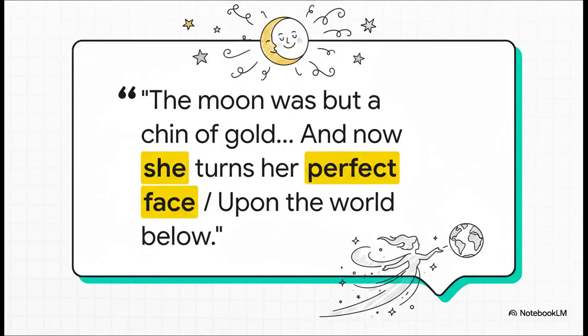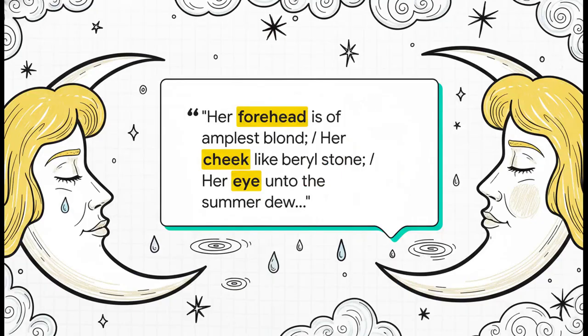Just take a look at this beautiful example from Emily Dickinson. Here, the moon isn't just a rock floating in space. Dickinson calls the moon she and says she has a perfect face. All of a sudden, the moon feels alive, almost personal, like it's watching us. And look, she keeps going. The personification builds a complete picture. The moon now has a forehead, a cheek, an eye. Dickinson isn't just describing the moon. She's making us see it as a full-blown character in the night sky.